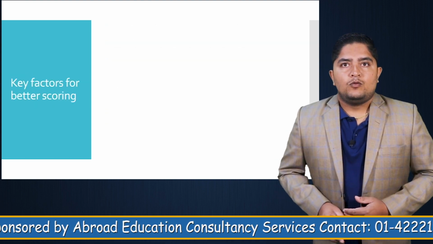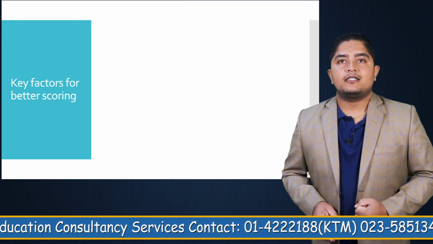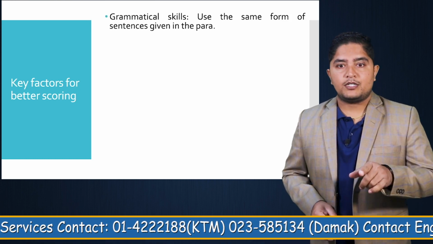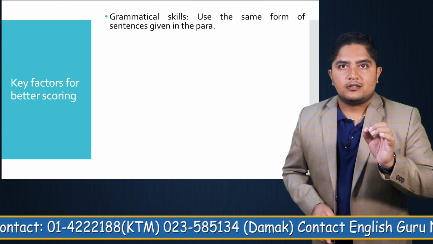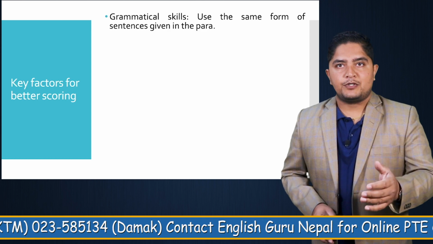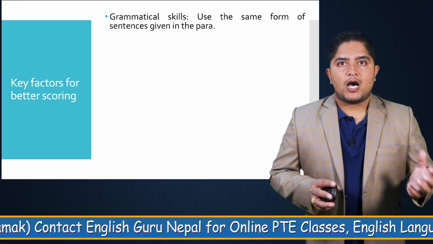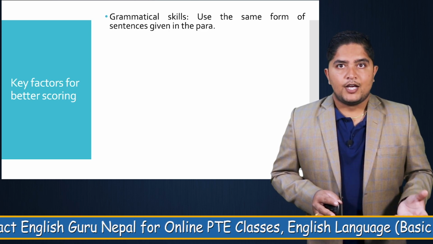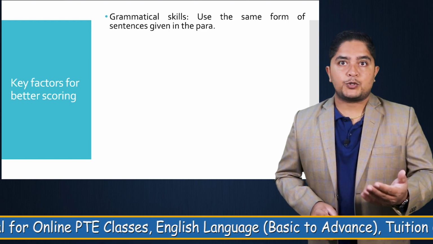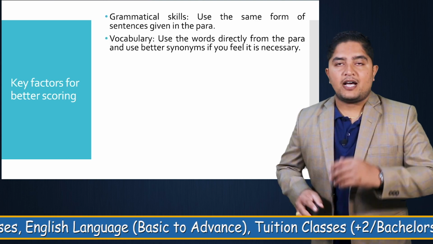What are the things that we have to take care of to secure better marks in summarizing a text? The first thing is grammatical skill. I have already told you that similar types of sentences must be used to make your writing more effective. For example, if the paragraph is about a past incident, then your answer is also supposed to be written in the past tense itself. You're not supposed to write in the present or the future. Think of it.